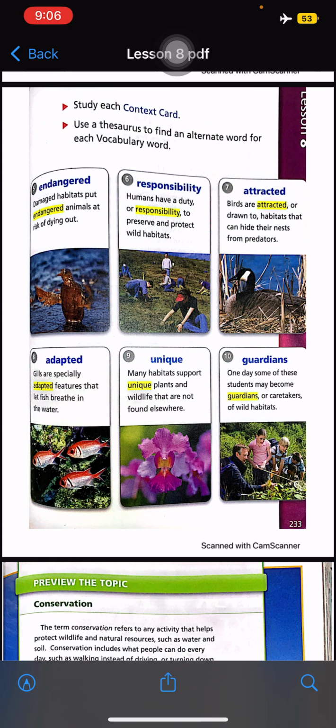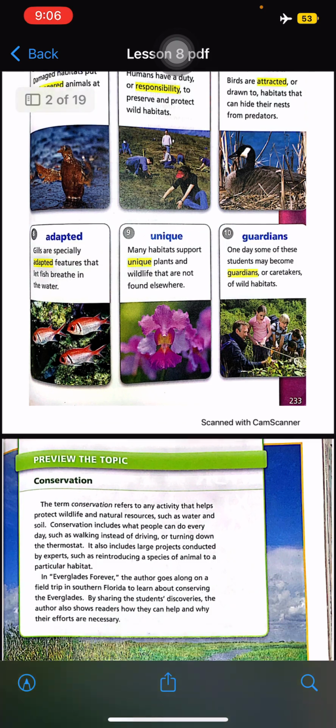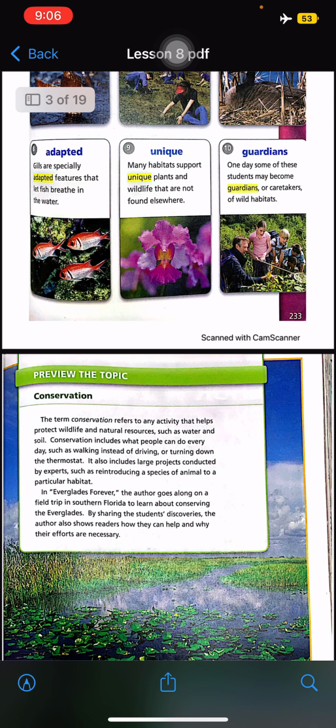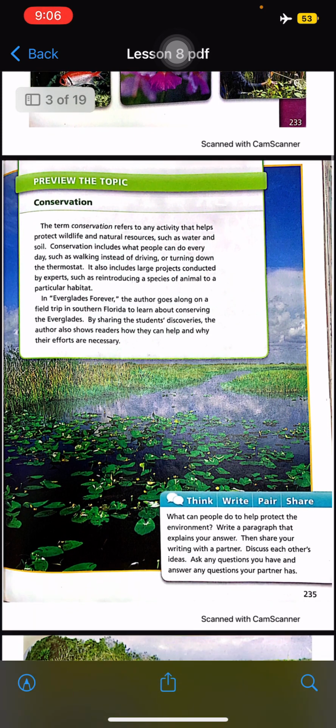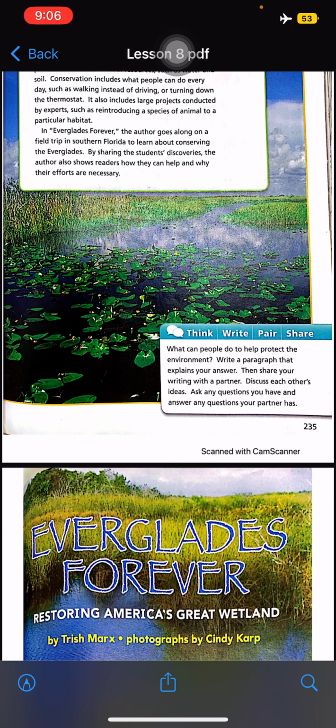One day some of these students become guardians or caretakers of wild habitats. So they take care of the wild habitats. After we finish talking about the new vocabulary that we will find, let's review the topic. It's about conservation, to protect the wild animals.